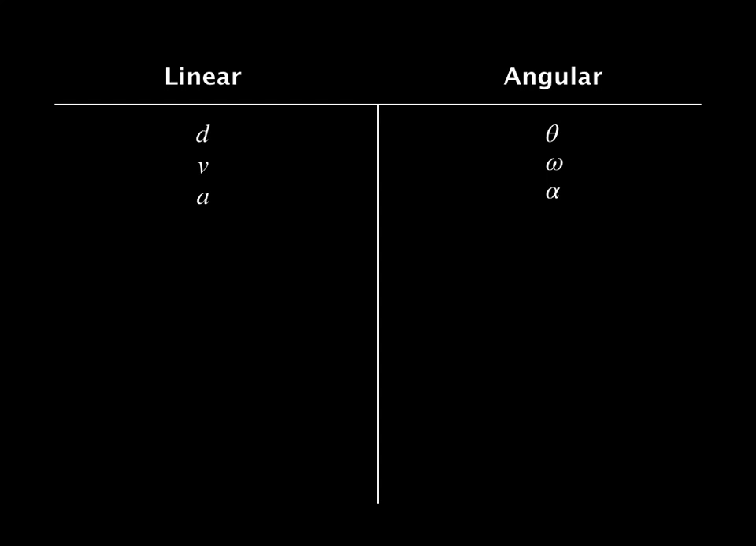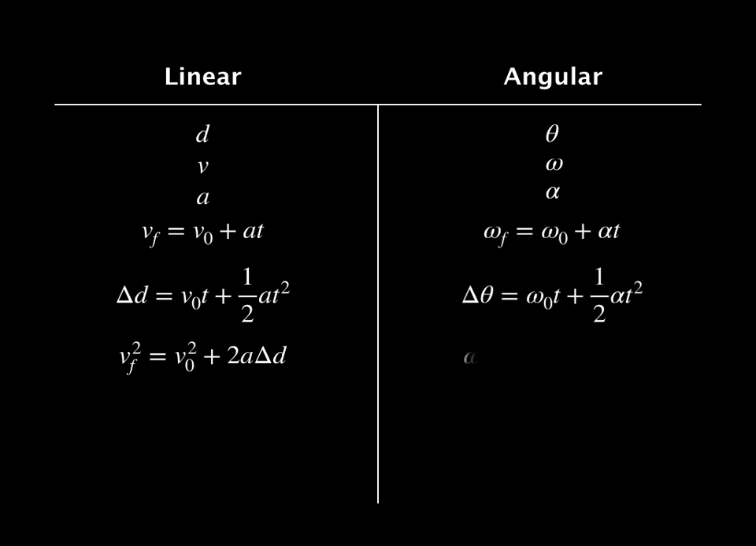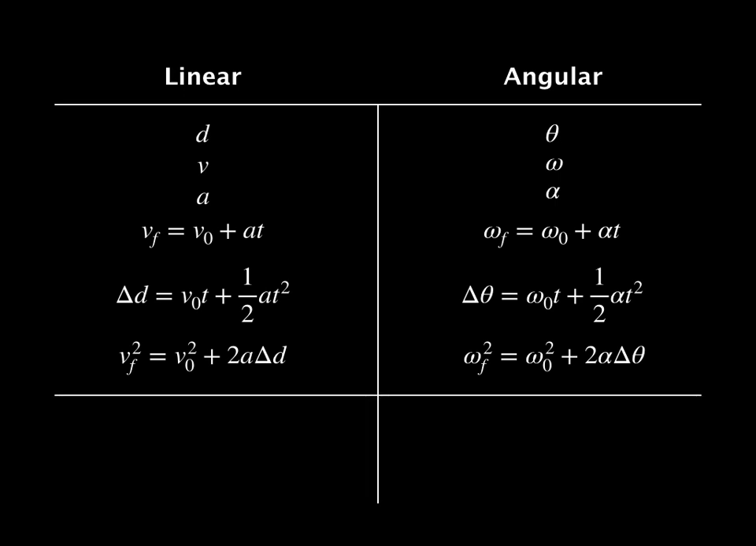Each have their equivalent value in a rotating system: theta, omega, and alpha. These were combined to form the basic kinematics equations, which we use to predict motion. Each of these equations has their angular version as well, which is a one-to-one substitution with their linear counterpart. After completing kinematics, we began a study of dynamics.